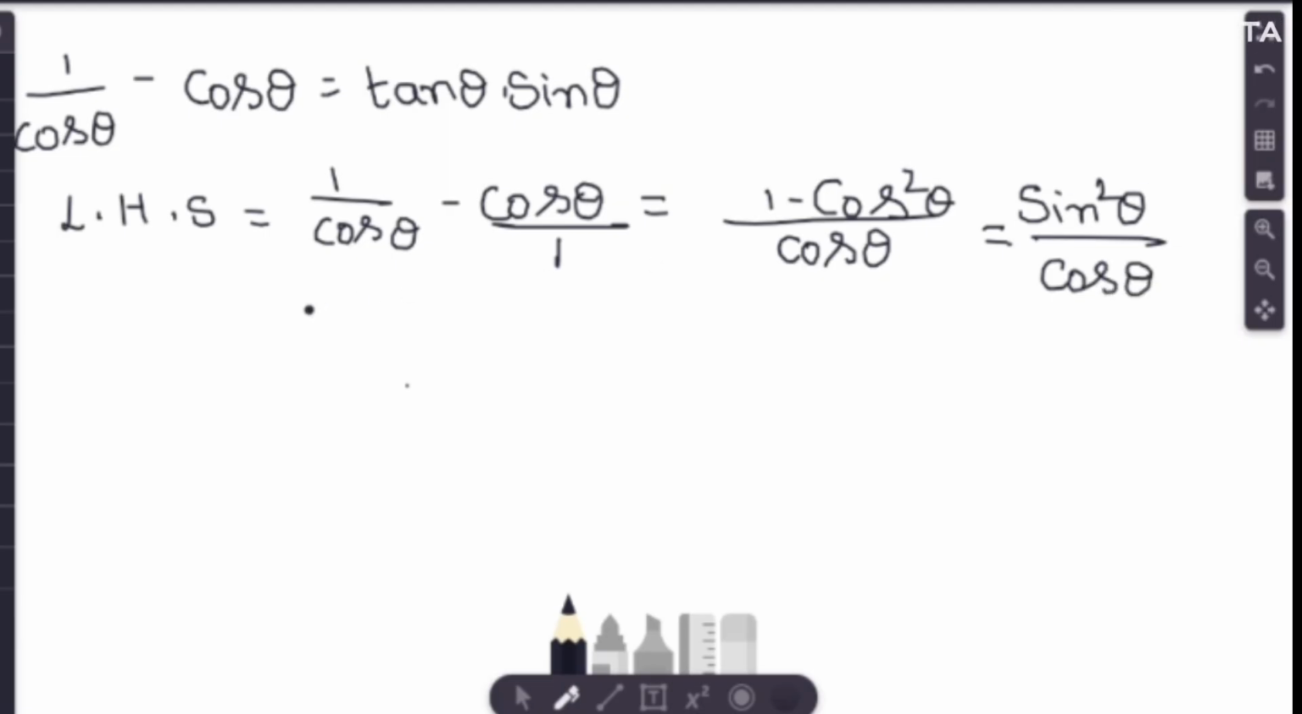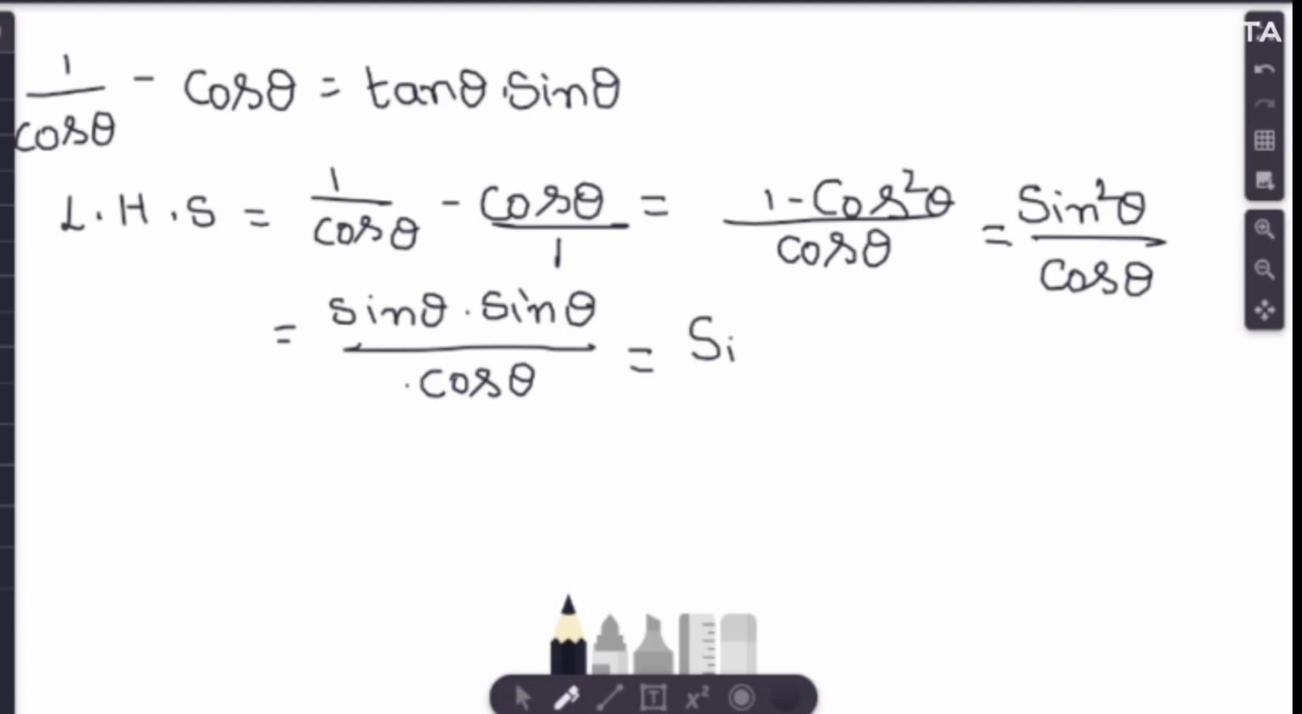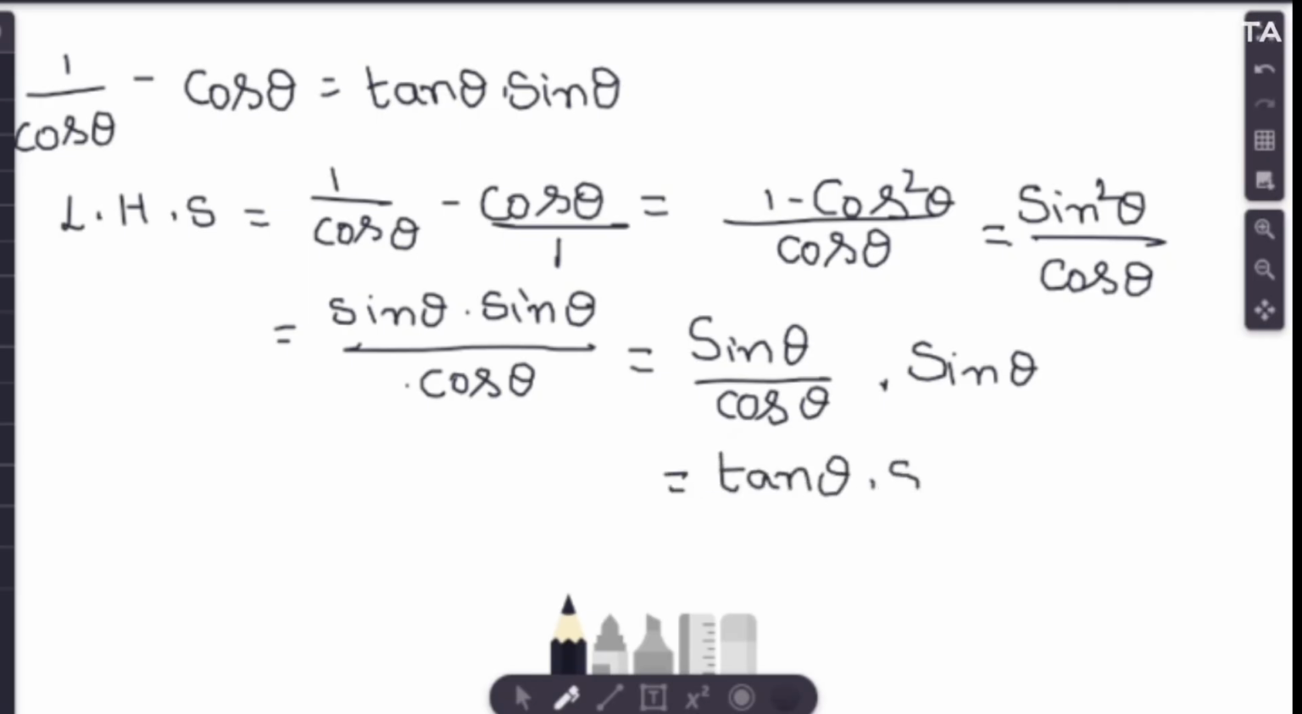See here, I am writing sin square theta as sin theta into sin theta because square is there, so two times we can write the same number. Why we are writing like that is for proving this one. So sin theta by cos theta into sin theta. We know that sin theta by cos theta means tan theta. Tan theta into sin theta. This is RHS, right hand side, hence proved.